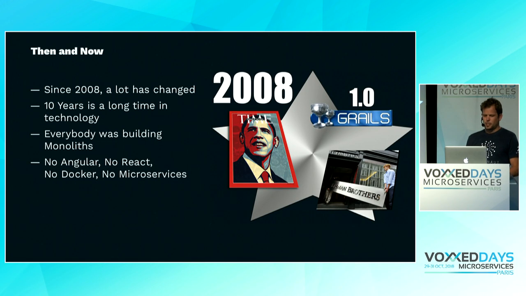So if we look at then and now, 10 years ago when Grails 1.0 was out, when I was working on Grails, it was a very different technological landscape and a very different landscape in general. Everybody was building monoliths back then. Typically, you didn't have the maturity of the JavaScript front-end frameworks that you do today. There was no Angular, there was no React. Things like Docker didn't exist. Microservices wasn't really formalized as a concept. So certainly things have changed a lot in the last 10 years.